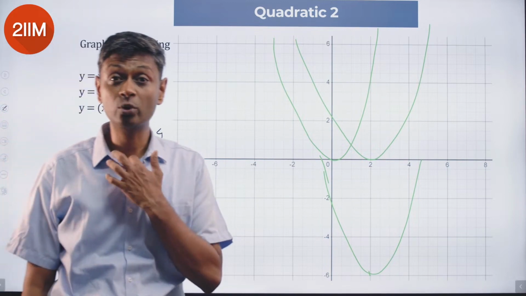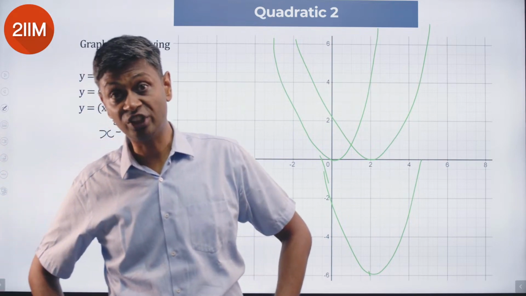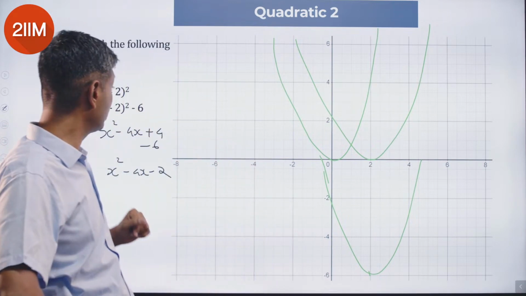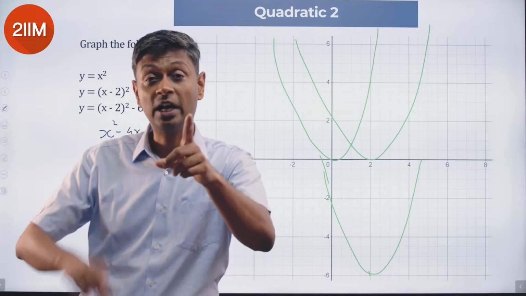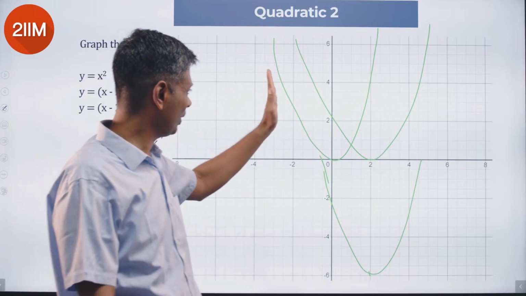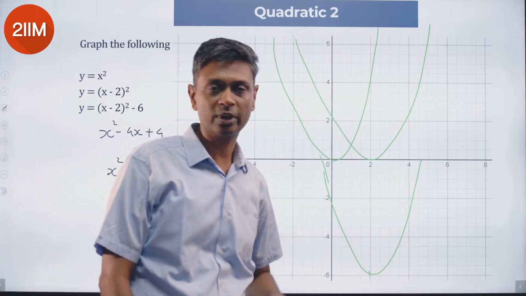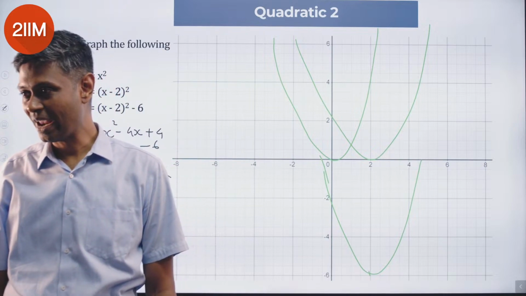Suppose you're asked to draw x square minus 4x minus 2. How do we draw this? You say, hey, nice, interesting. I think of this as x minus 2 whole square minus 6. Draw that. I know how to draw x square. I know how to draw x minus 2 whole square. I know how to draw x minus 2 whole square minus 6. X square, x minus 2 whole square, x minus 2 whole square minus 6. And through. Okay. Lovely.